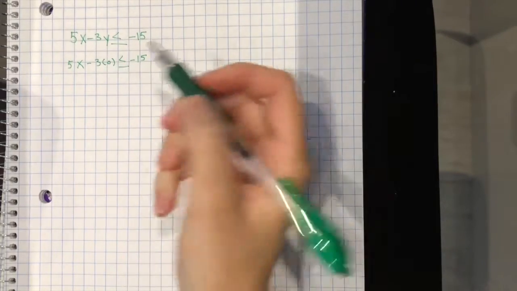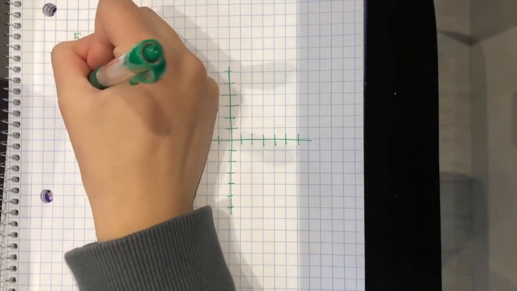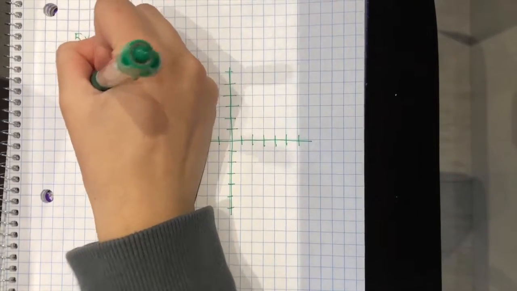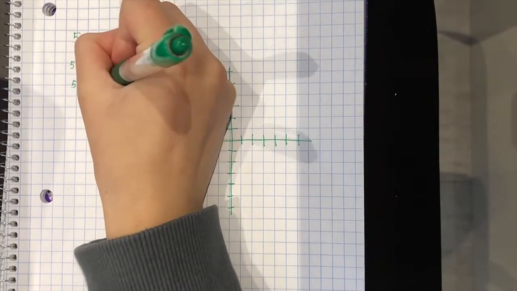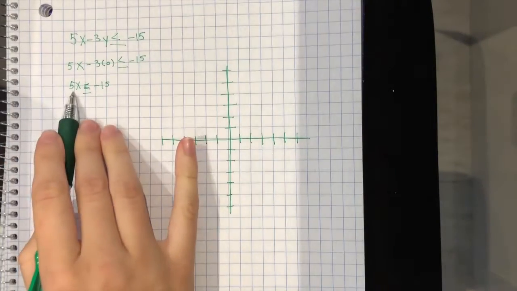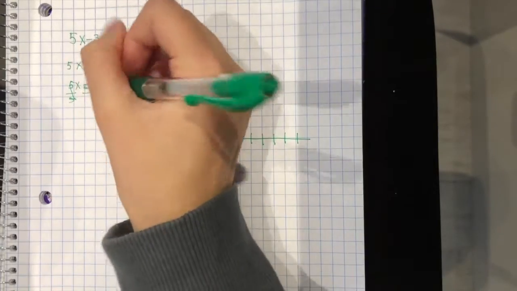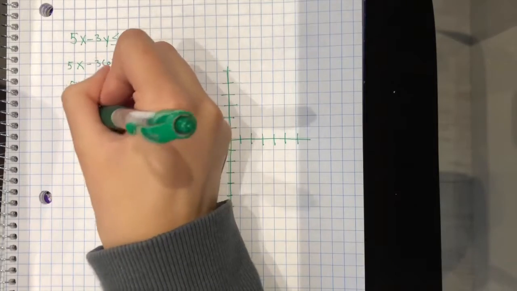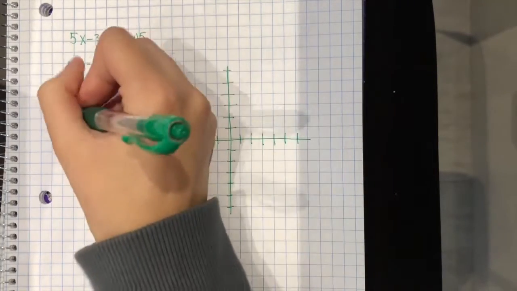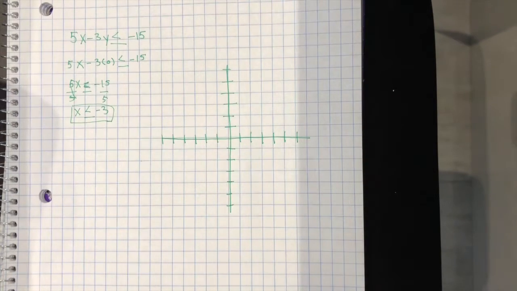Negative 3 times 0 is 0. So we have 5x, not equals, is less than or equal to negative 15. We're going to get the variable by itself, so we're going to divide by 5. We have x is less than or equal to negative 3. So that's our x-intercept. To find our y-intercept, we're going to put x to 0.